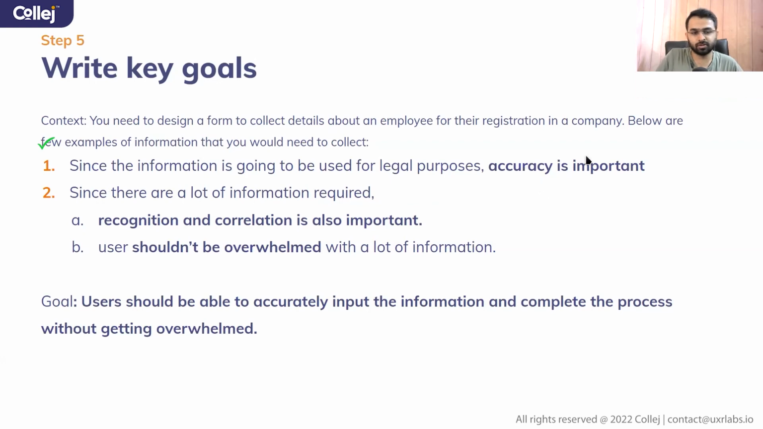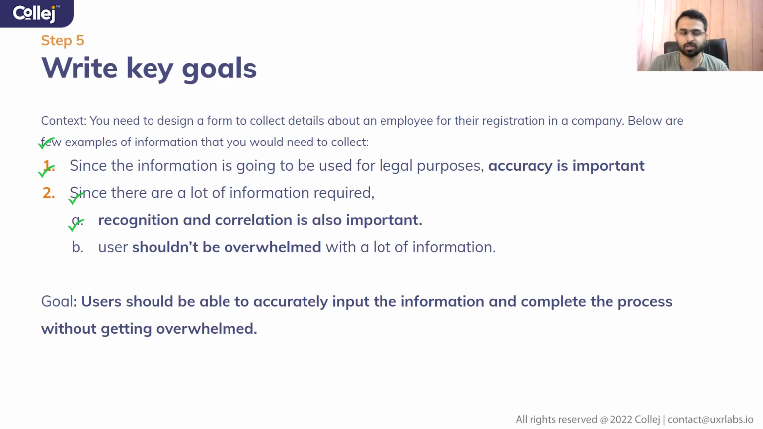Since the information is going to be used for legal purposes, accuracy is important. That's the first metric that we have. The other thing is, since a lot of information is required, recognition and correlation are also important, and the user should not be overwhelmed at all. These are the criteria you are setting. And that way you can frame your key goal, which is: the user should be able to accurately input the information and complete the process without getting overwhelmed. So you are writing it clearly so that when you go and design your form, you are addressing these metrics that are here.